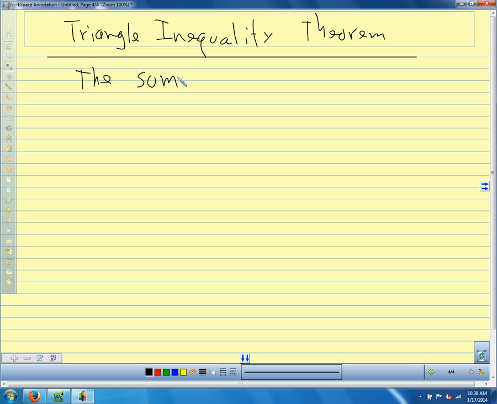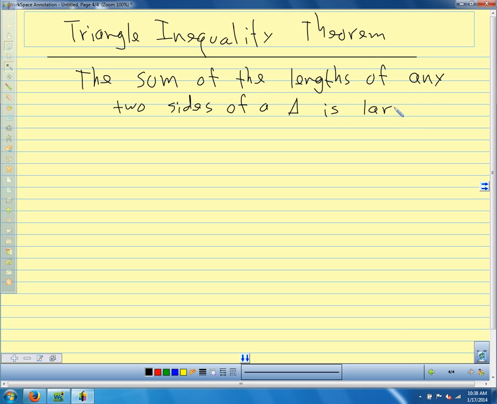So what we're going to say for the triangle inequality here, the sum. Sum means we're doing what? Adding. The sum of the lengths of any two sides of a triangle, when we add them together, has to be larger than the third side.